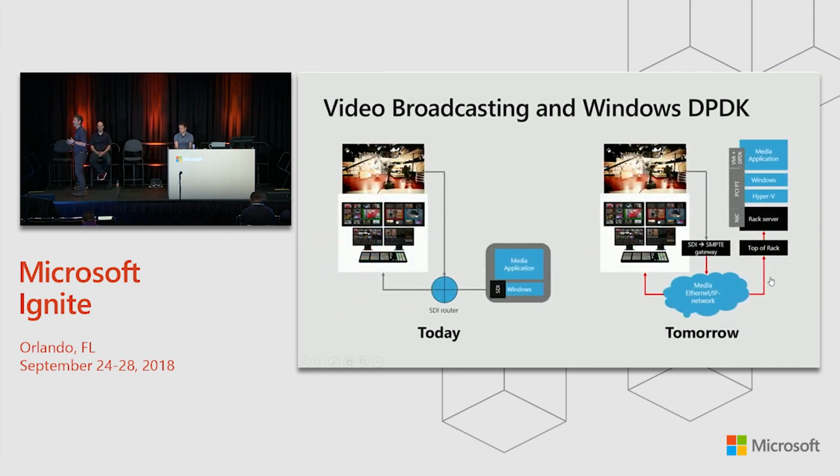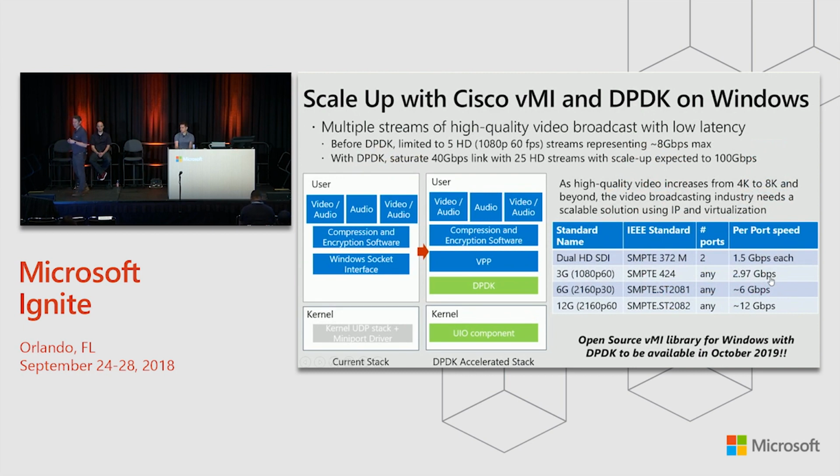Another cool thing we're doing is something with video broadcasting. I don't know how many people are familiar with video broadcasting. I wasn't until just recently, but we've been working with Cisco and Intel on a project that involves a transition from the older video broadcasting industry, which used an interconnect fabric called SDI, Serial Digital Interface, and they are moving to an all IP Ethernet-based network and doing a lot of virtualization. Now, with higher and higher quality streams of 4K and 8K, we need to be able to scale up.